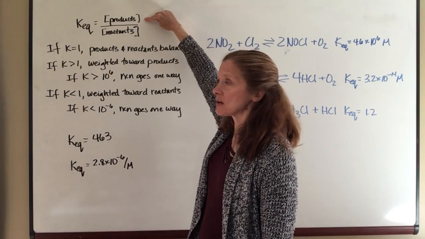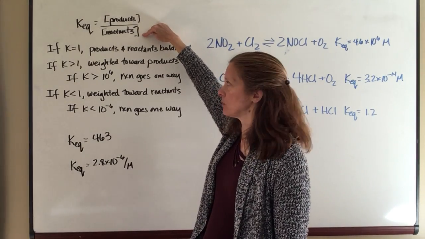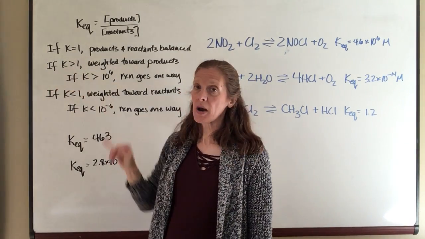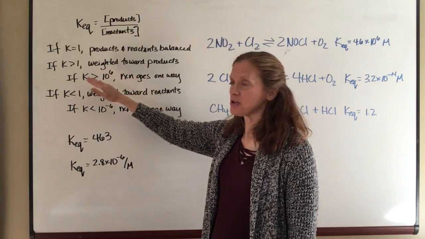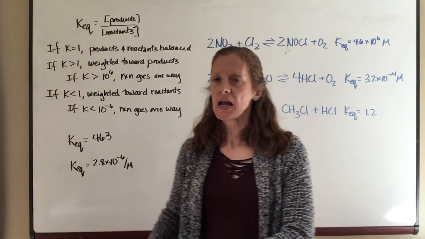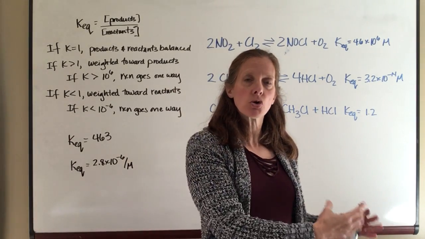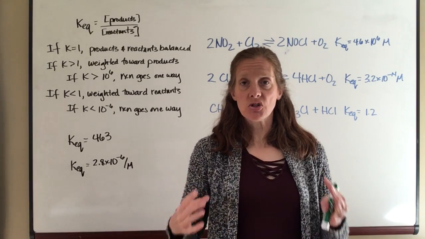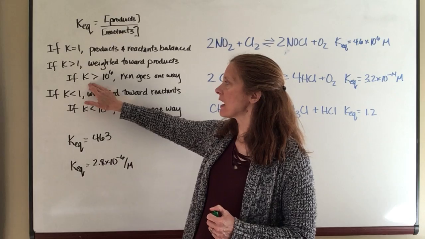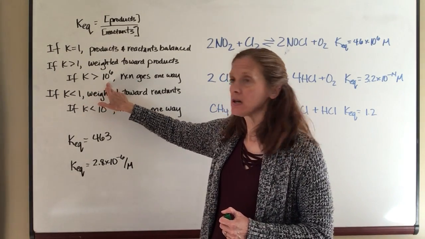If the concentration of the products is much greater than the concentration of the reactants, then that means that your K is going to be greater than 1. And so that means the reaction is going to be weighted towards the product. So what that means is that the reaction is going to proceed much more towards the products before it reaches equilibrium.